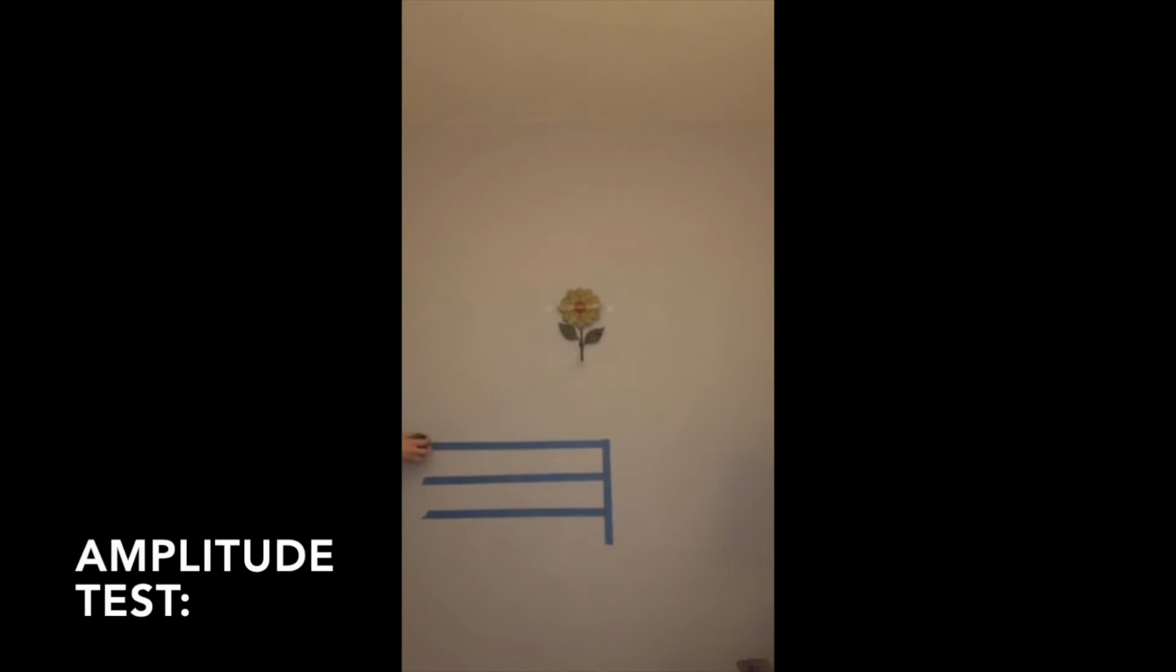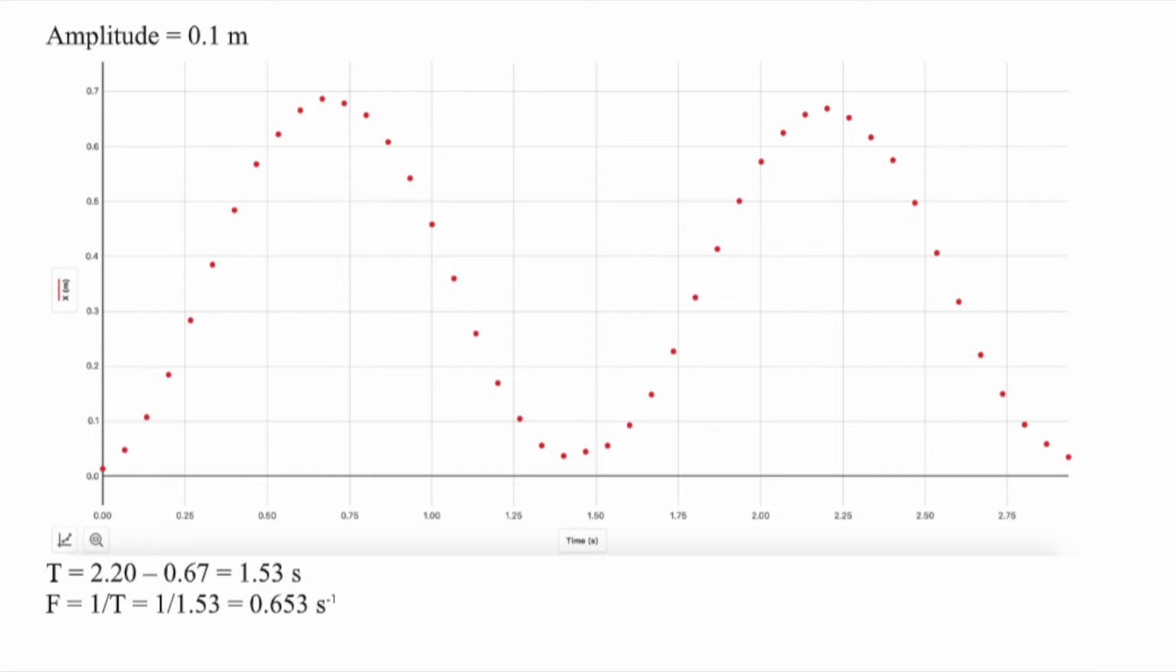For the amplitude test, mass and string length were constant, while amplitude was changed using the shown measure tapes. For all three tests, the motion of each of the three trials was analyzed through the video analysis app. The expected frequency was calculated through the equation, and the observed frequencies were obtained from the motion graph. Here's a sample graph from a trial of the amplitude test showing how frequency was calculated.